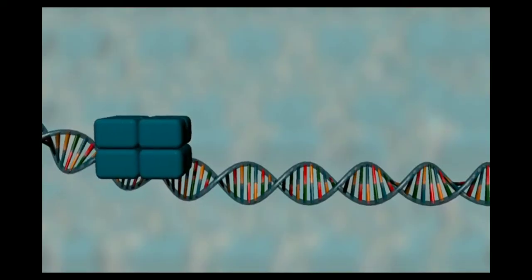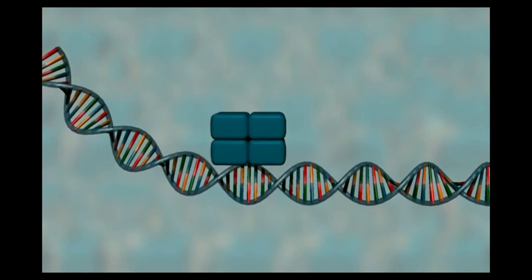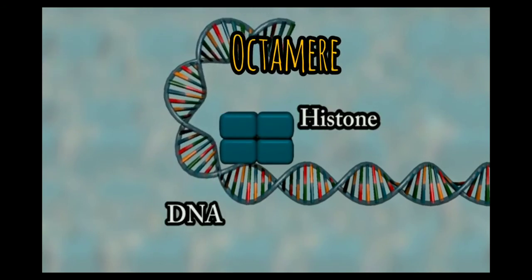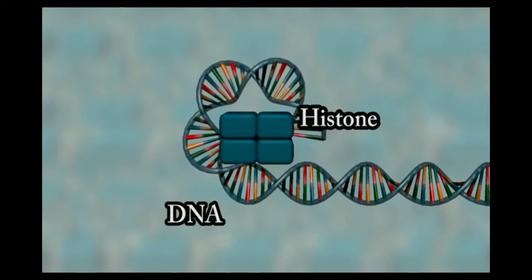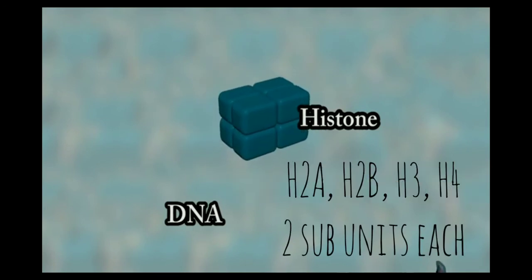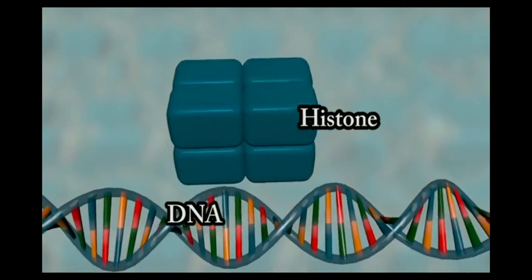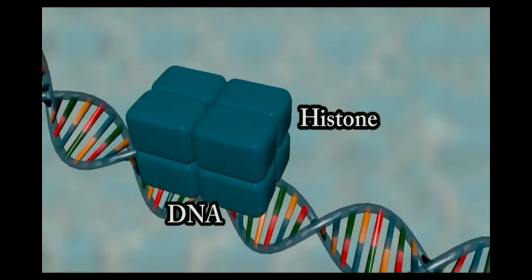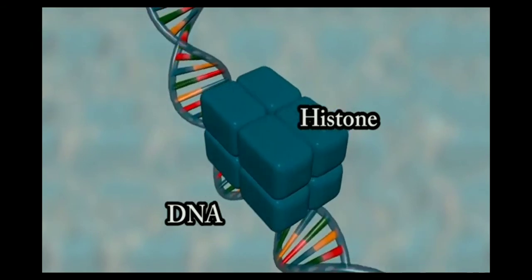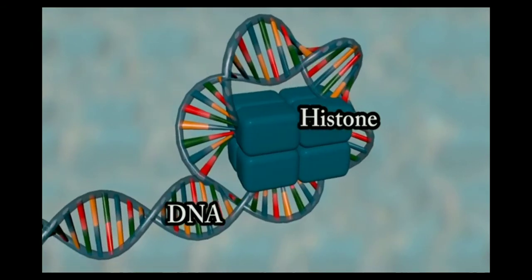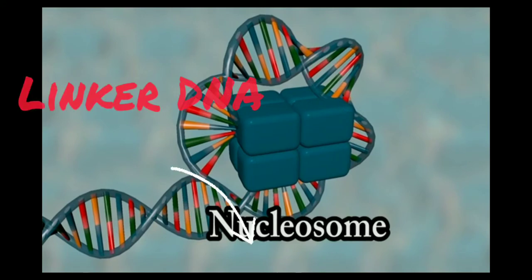Now see, student, in this video you can see how the beads on a string structure is forming. DNA is binding or wrapping around the histone proteins. The histone protein comes in the form of an octamer. DNA is binding around it. This constitutes the nucleosome model.